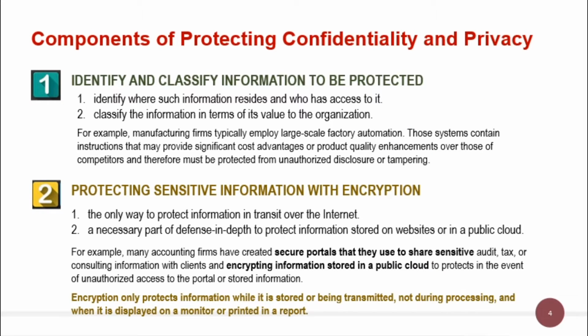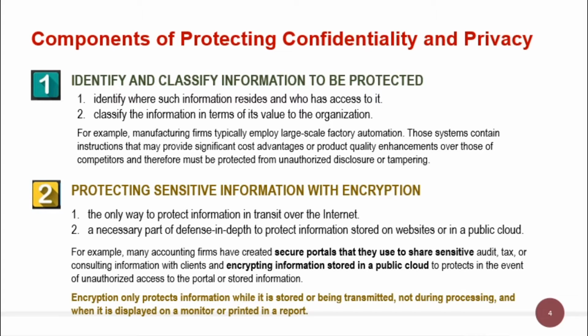This is the first component of how to protect confidentiality and privacy. The first one, we have to identify where such information resides and who has access to it. So we have to know what kind of information we have to protect and who has this information. And then to classify if the information is very valuable to the organization.